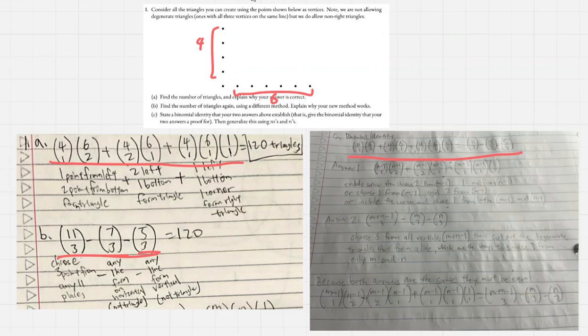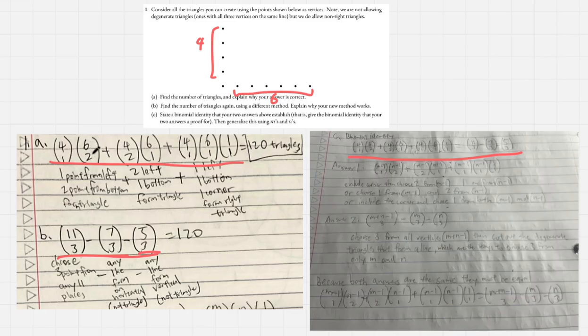For this problem, we're trying to create as many triangles using these 11 points. For A and B, we are trying to solve it using two different methods. And for C, we're stating a binomial identity and generalizing it using M and N.